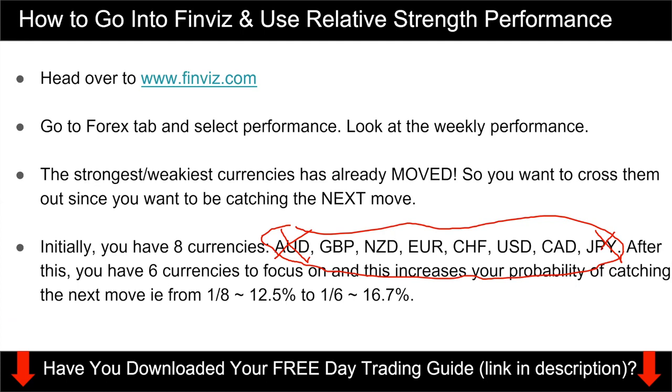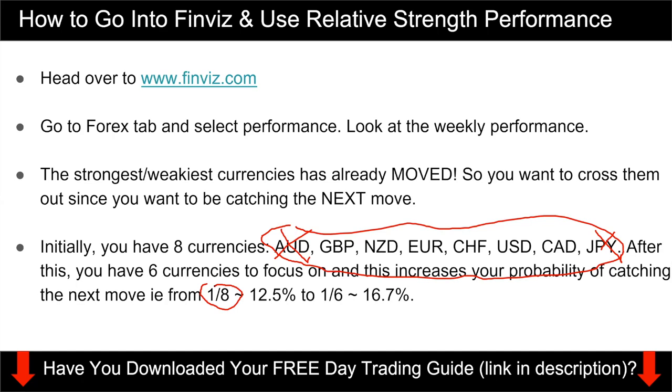So if you just close your eyes and choose one of the 6, your probability of getting it right is 16.7%, compared to previously, if you were to just close your eyes and choose one out of the 8, your probability of getting it right is about 12.5%. So this drastically increases your win rate. But please do not take it out of context. I'm not saying that you just blindly enter a trade.